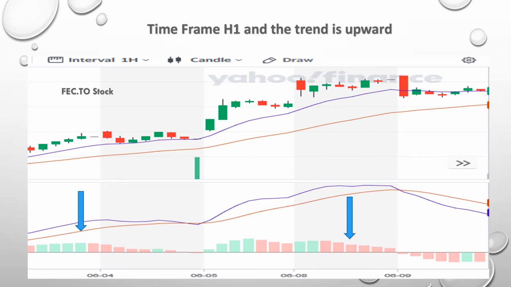In this price chart taken from Yahoo Finance FEC stock, I installed EMA12 blue color, EMA26 orange color, and MACD indicator with 12, 26, 9 parameters and H1 time frame. Between the two blue arrows, you see the trend. The trend is upward. From here, you see that the trend is upward.